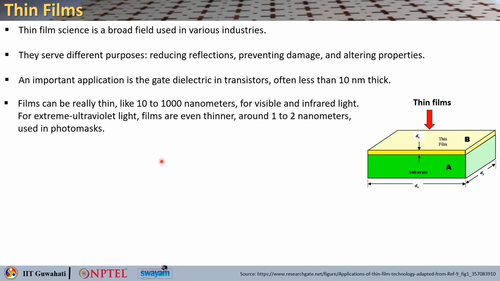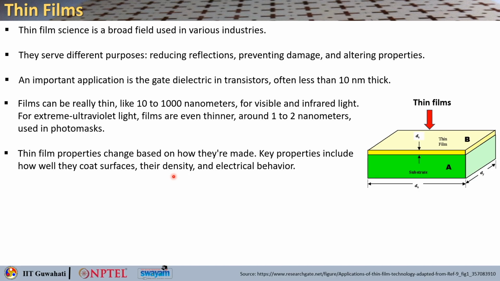So, as you can understand, these films can be really thin, from 10 to 1000 nanometers for visible and infrared light. And if you go for extreme UV light, the films will be even thinner, only 1 to 2 nanometers, which are typically used in photomasks. Thin film properties change based on how they are made. The key properties basically include how well they coat the surface, their density and their electrical behavior.